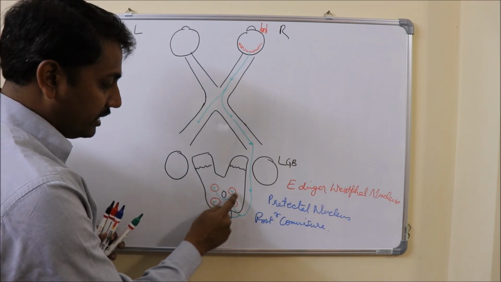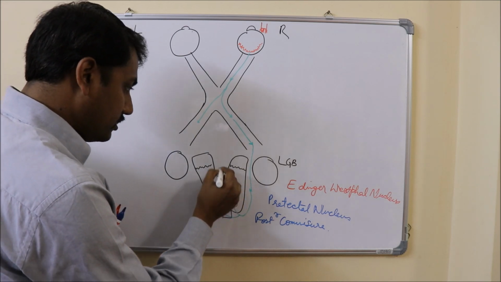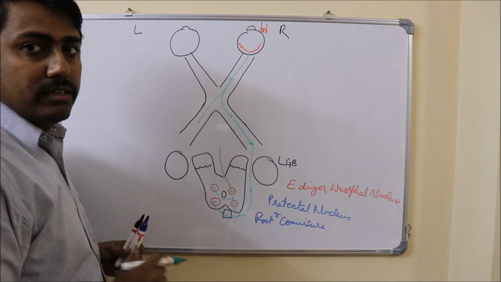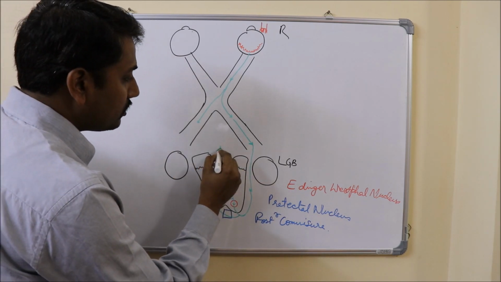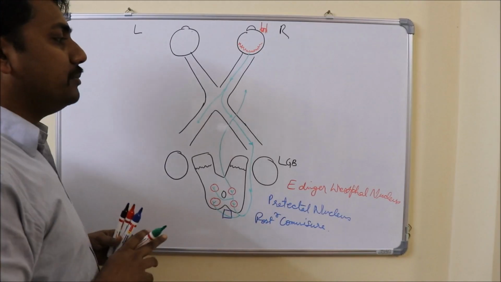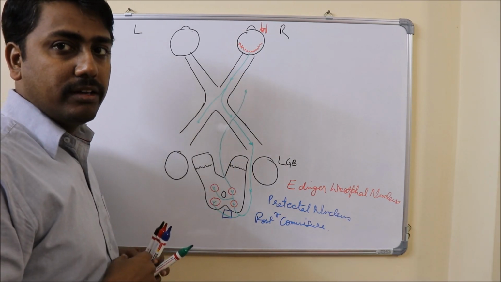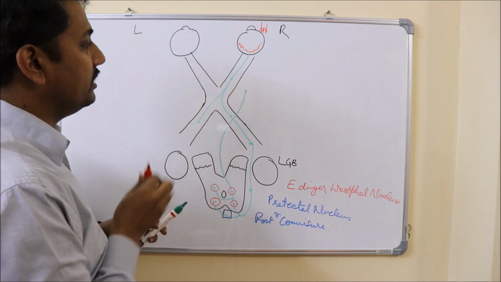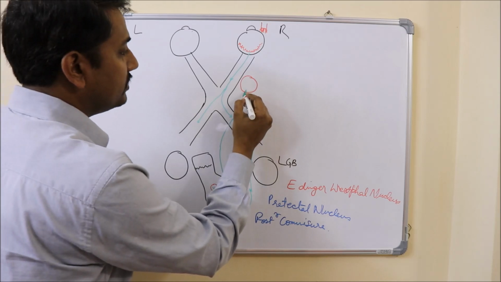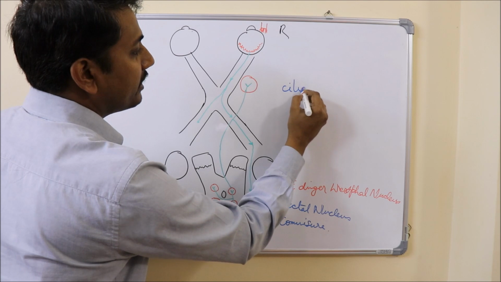From the Edinger-Westphal nucleus arises the oculomotor nerve, through which the parasympathetic fibers of this nucleus will go. Through the oculomotor nerve, the information will be carried toward another ganglion which is present in the orbit, at the apex of the orbit, known as the ciliary ganglion. Here, these fibers will relay. This was known as the ciliary ganglion.